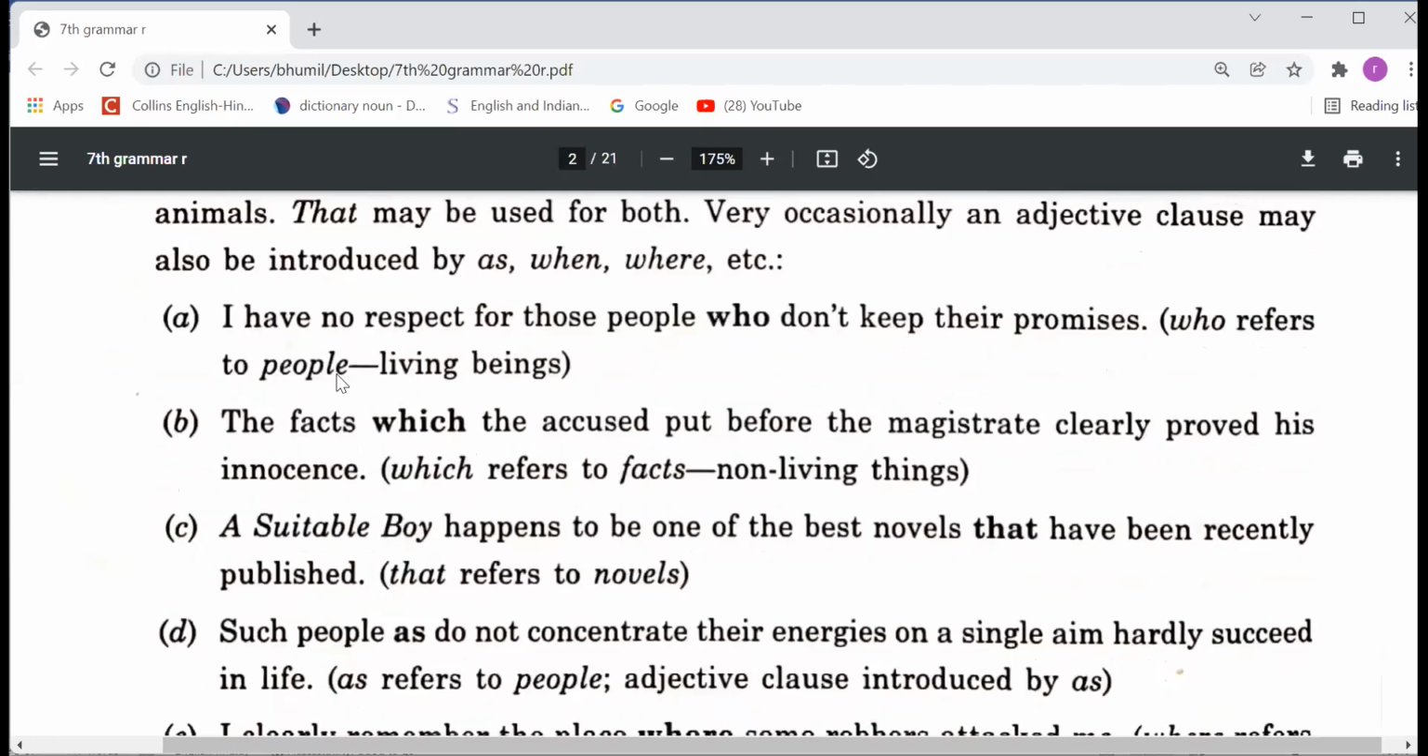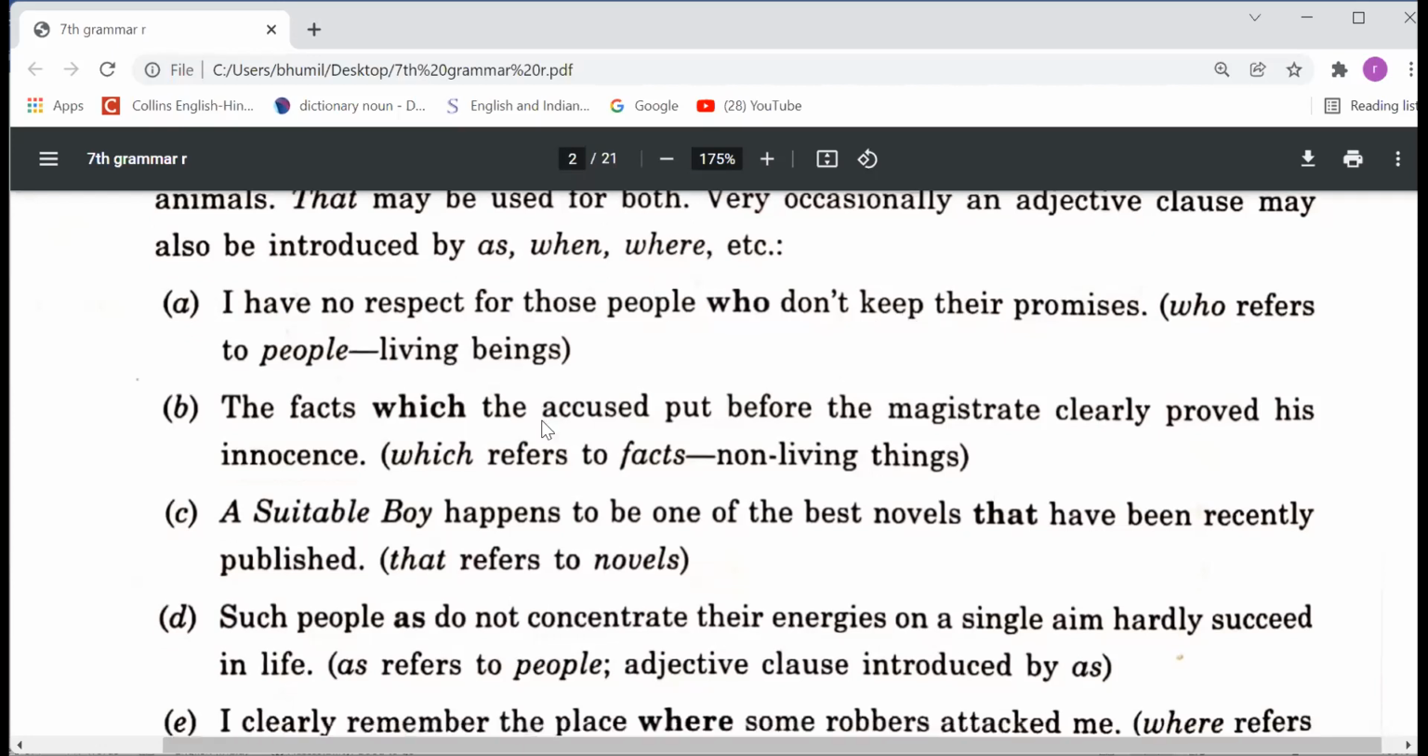Now see these examples. I have no respect for those people who don't keep their promise. So you can understand this: who do not keep their promise. This part is called an adjective clause. Why? Because this part is describing the people. What type of people? I have no respect for those people. मुझे उन लोगों की बिल्कुल भी रिस्पेक्ट नहीं है जो अपने प्रॉमिस को पूरा नहीं करते हैं, right? So who don't keep their promises. So this part is describing what type of people, right?